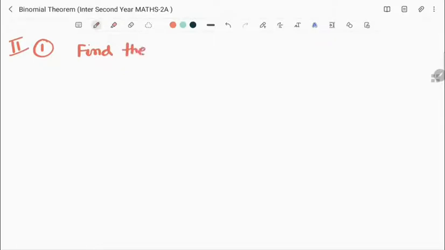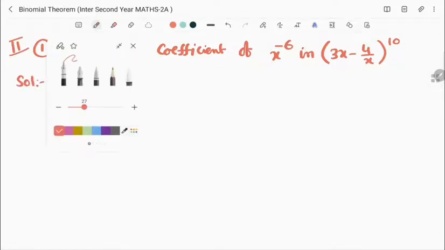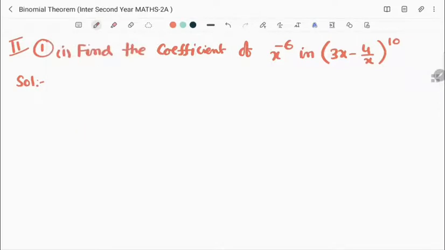Find the coefficient of x power minus 6 in the expansion 3x minus 4 by x whole power 10. This is the question. Like this question they will ask for 2 marks. Be ready to do this type of problems.